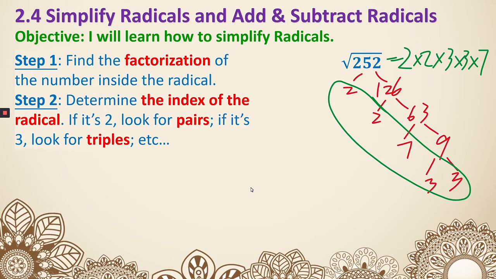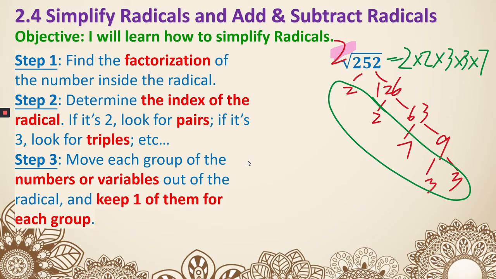Step 2, we're going to determine the index of the radical. In this case, we see there's actually no number there, which means it's going to be a 2. So I'm looking for pairs. Now step 3, whatever pair I see, so first I see a pair of 2's, so I'm going to take out that 2. And then I see a pair of 3's, so now I'm going to take out that 3. But I don't have any 7 pairs, so I'm going to leave that 7 inside the square root.